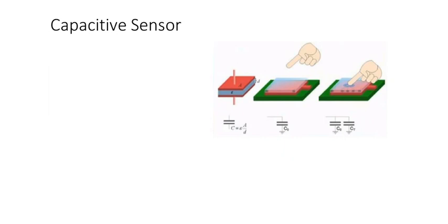Now the next kind of sensor we study is the capacitive sensor. What is the meaning of capacitive sensor? These kinds of sensors are based on capacitive coupling.